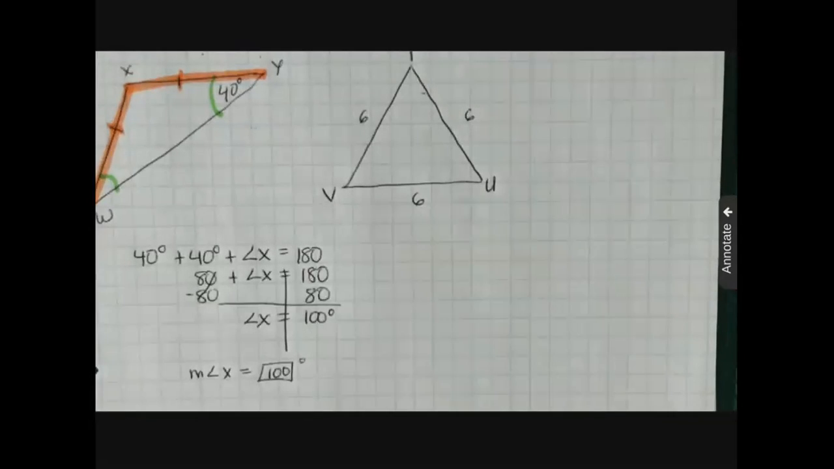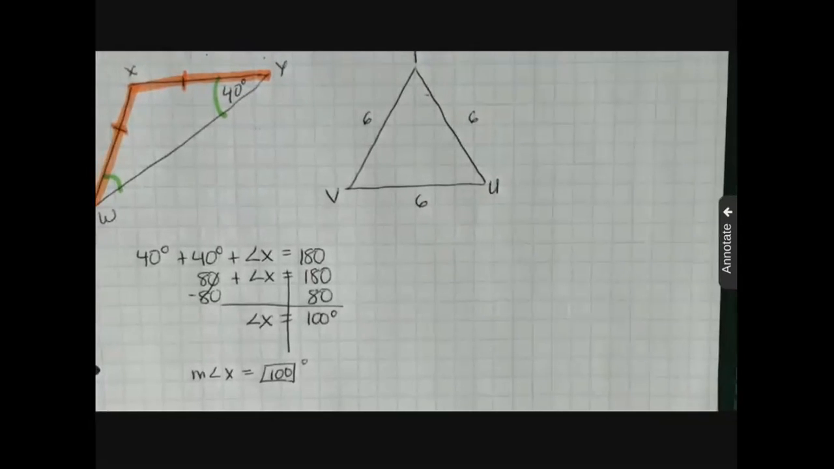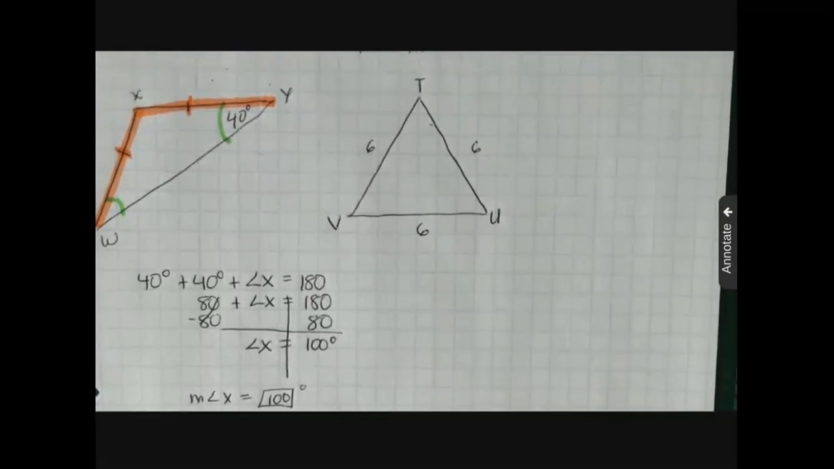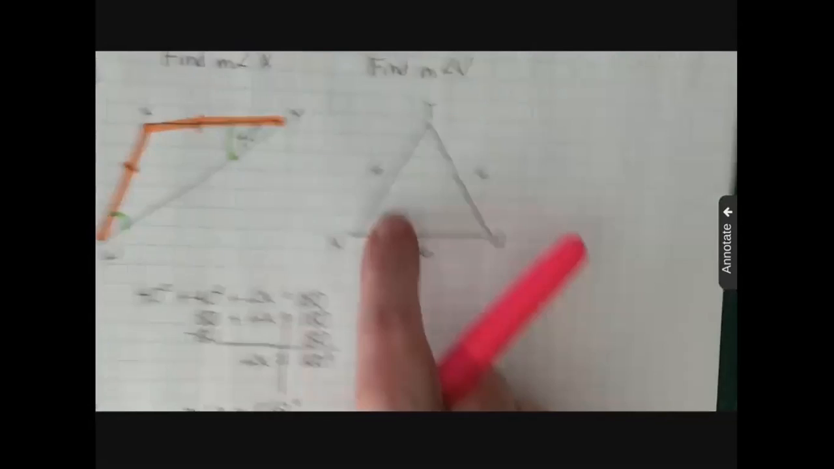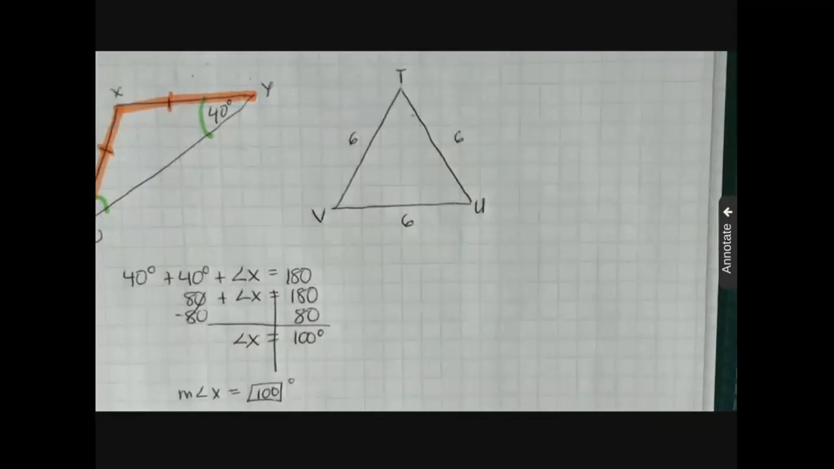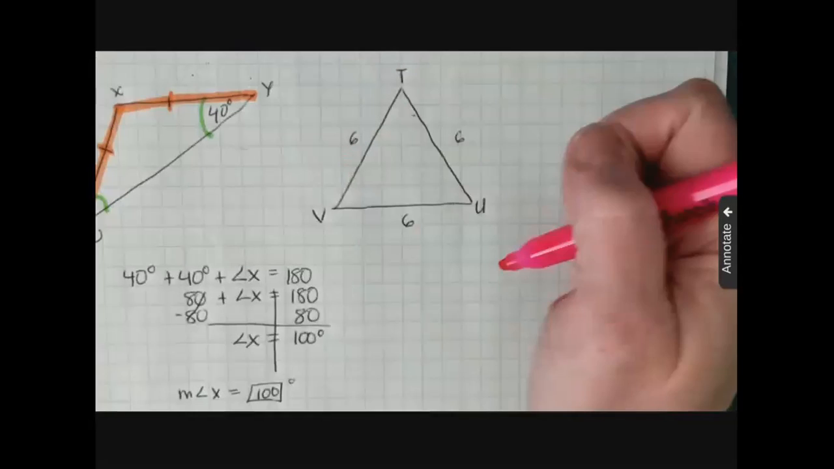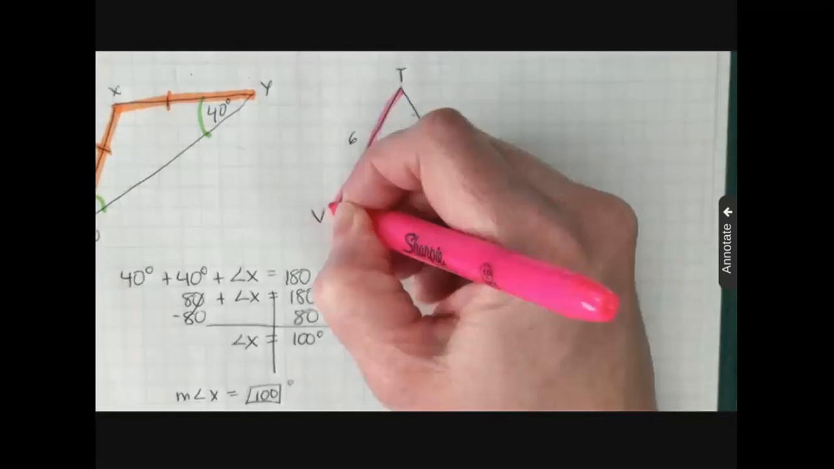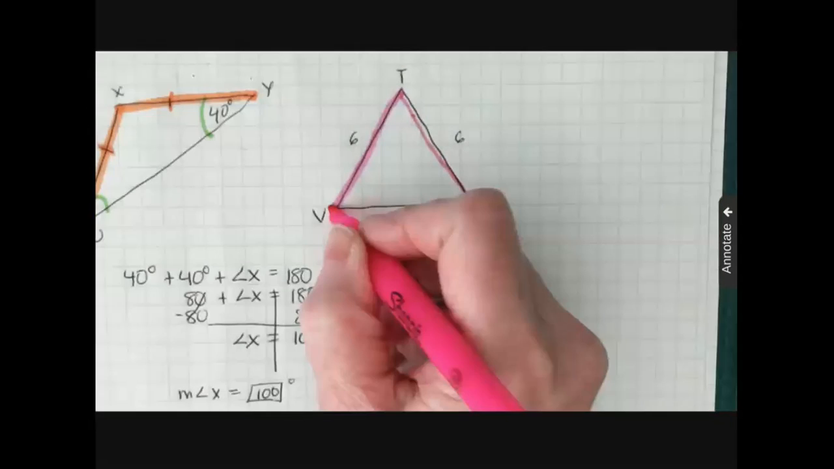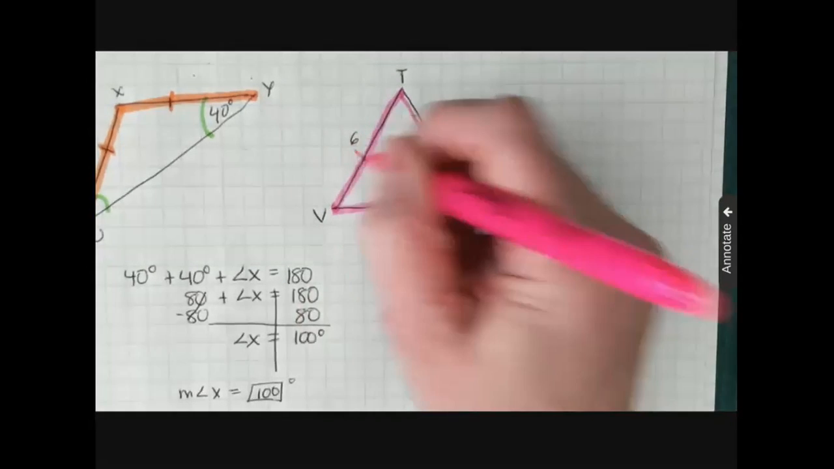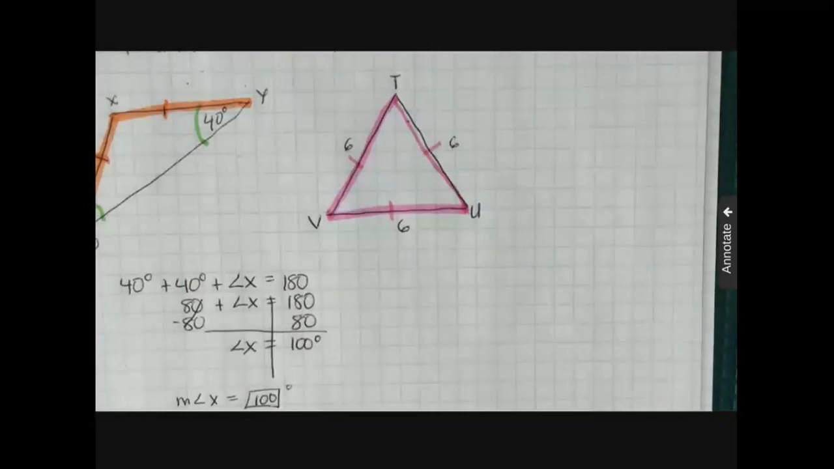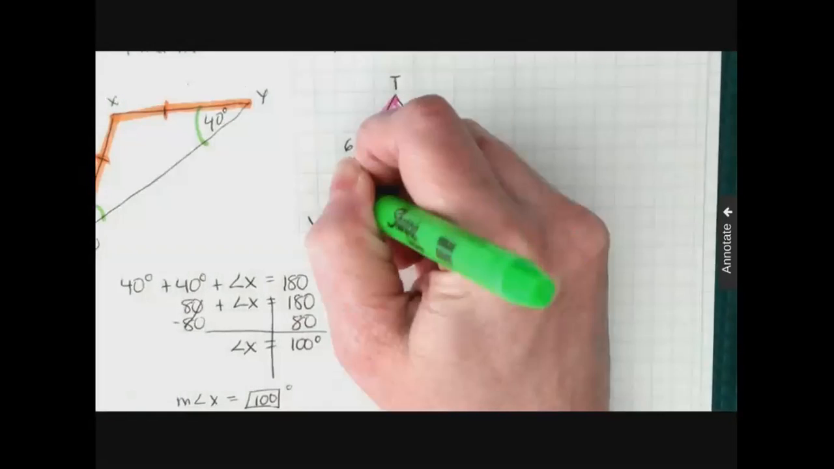Now on the next one, it's asking you to find the measure of angle V. Now notice all the sides measure 6. That means that each side is the same. That means that this is an equilateral triangle. Well, when that happens, it also means it's an equiangular triangle.